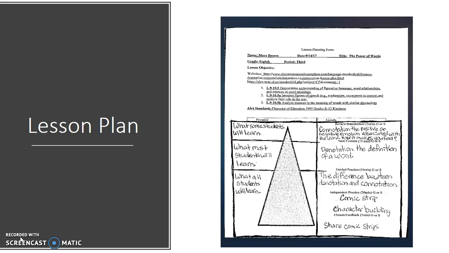This is my lesson plan. What all students will learn is the difference between denotation and connotation. What most students will learn is that denotation is the definition of a word, and what some students will learn is that connotation is that some words make you feel a certain way.